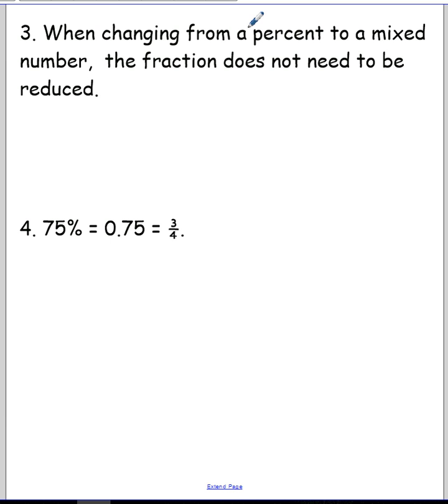When changing from a percent to a mixed number, the fraction does not need to be reduced. We've mentioned a few times in class already that fractions always need to be reduced. And so that is false. And we can fix it. When changing percent to a mixed number, the fraction needs to be reduced. Always, always, always.